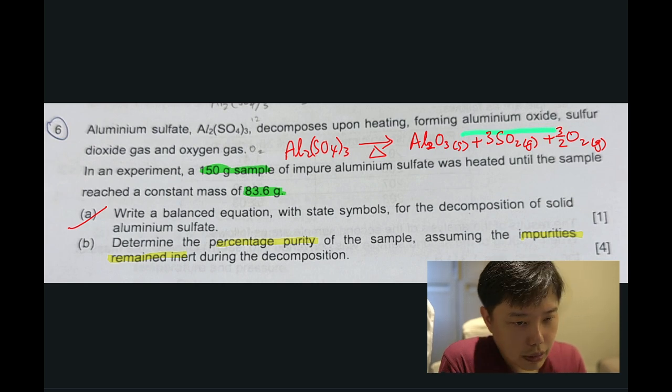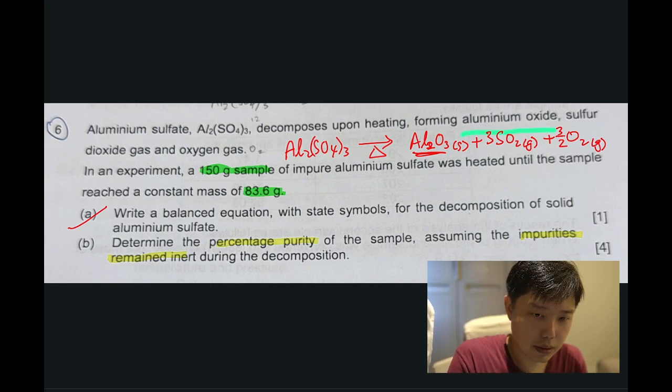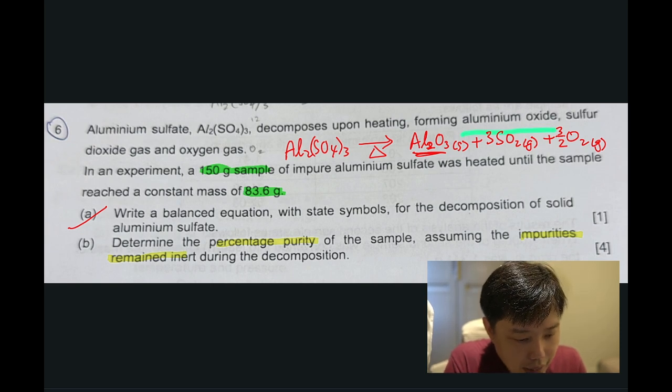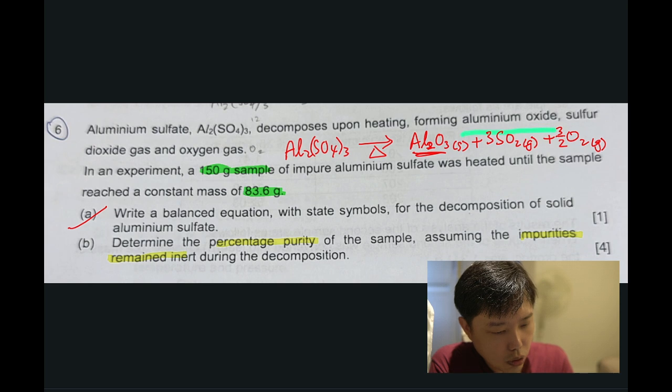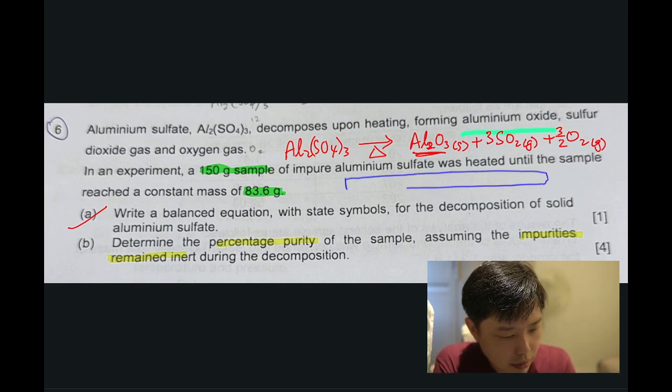Okay, so when I first looked at the question, I had thought that 83.6 grams was the aluminium oxide. But this is not the case, because earlier on we are told that the impurities remain inert. So they actually did not react and therefore are still present in the 83.6. I think one way to understand this better is to draw a bar chart. So you have the 150 grams.